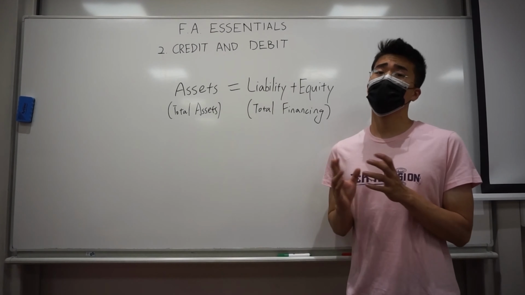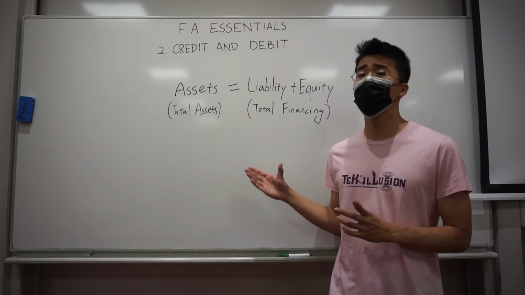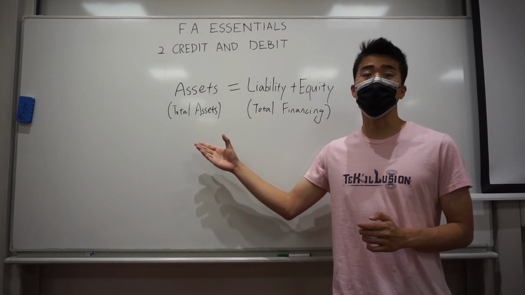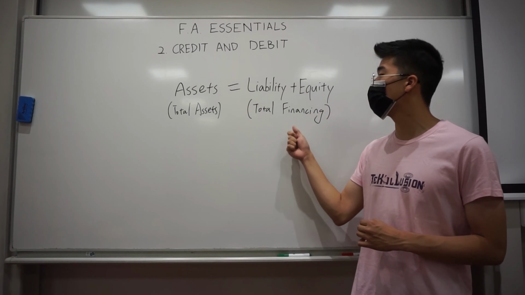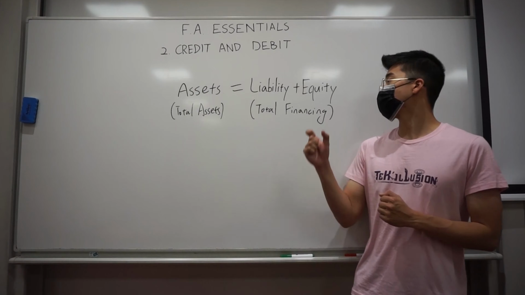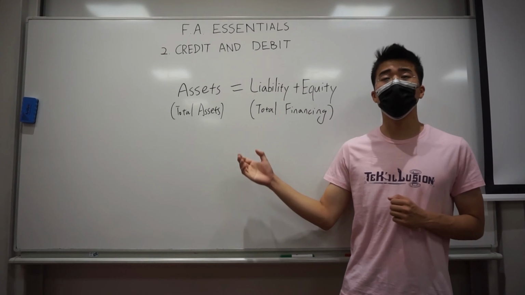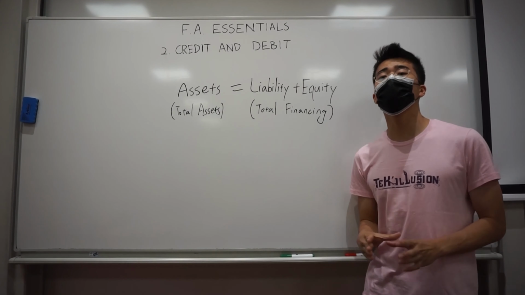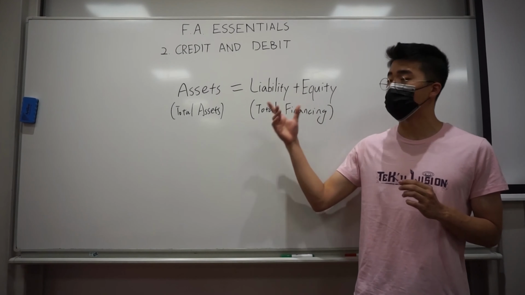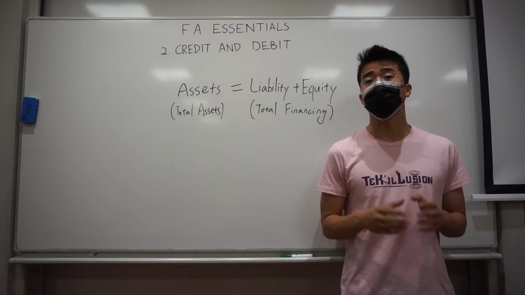Let's get started. Last session, we concluded with the golden equation of the balance sheet, which is that total assets, the uses of your finances, is equal to your total financing, the sources of your finances. Credits and debits tie very closely to this equation because every transaction or change to the balance sheet will have to respect this equation in order to keep the balance sheet balanced.